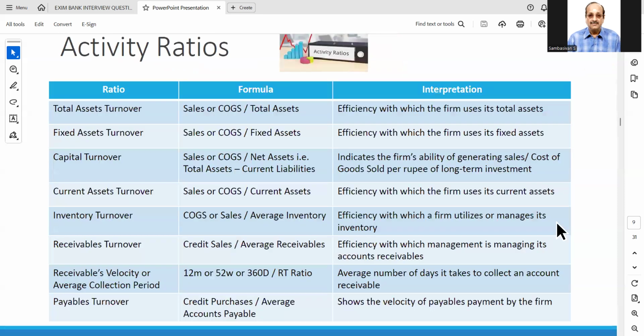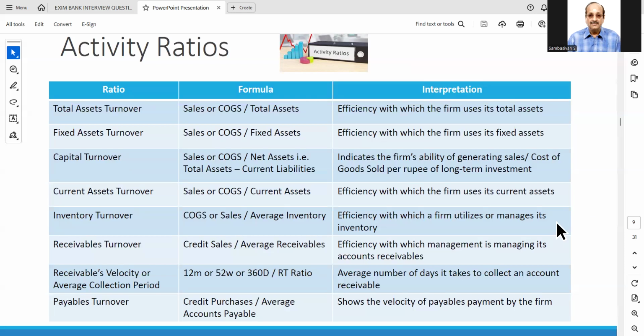Next one, total assets turnover, sales divided by total assets. Fixed assets turnover, sales by fixed assets. Capital turnover, sales by total assets minus total current liabilities. Current assets turnover, sales by current assets, but these are normally not checked in the case of bank loans, but still let us be knowing this.